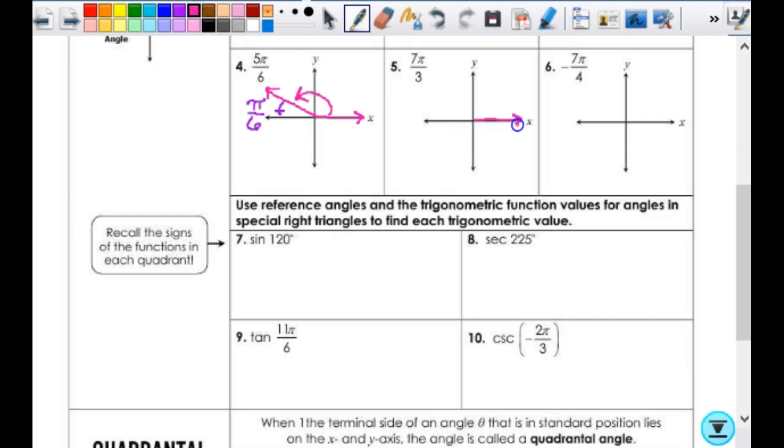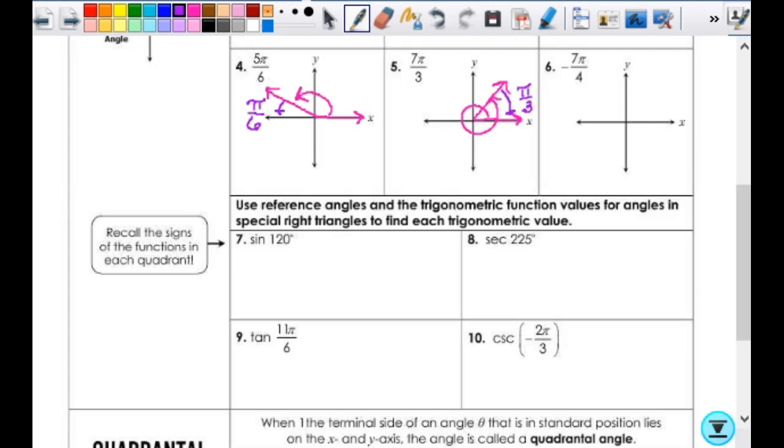All right, so 7 pi thirds. Well, if I'm here, if I go around, this right here gives me 3 pi thirds, right? Then this would give me 6 pi thirds, because that's 2 pi. And then I got to go one more to get to 7 pi thirds. So my angle looks like this. And then my reference angle would be what? Pi thirds. Because remember, to get here, that was 6 pi thirds, and then I had to go one more. It's pi thirds.